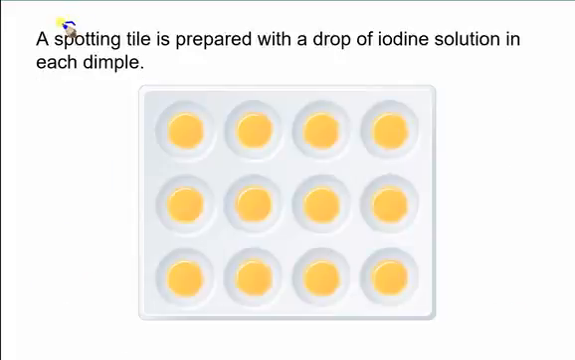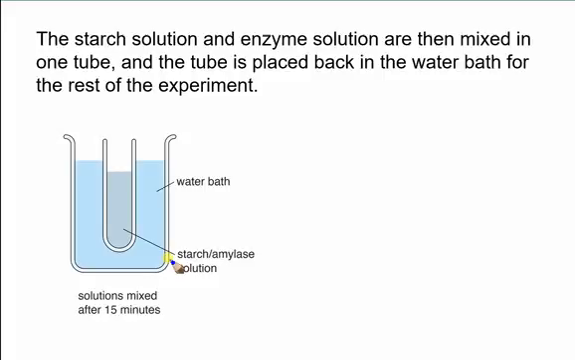Okay, so what we've got here is a spotting tile, and the spotting tile is used in experiments like this, and we can place in each one of these dimples of the spotting tile some iodine, and you can see the iodine is a yellowy colour in this tile. Okay, so after 15 minutes we're going to mix the starch and the enzyme together. So we're hoping that this enzyme will start digesting the starch. You can see the level in the boiling tube is a little higher here.